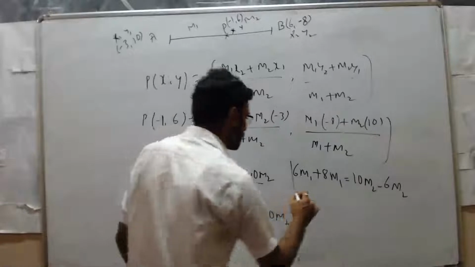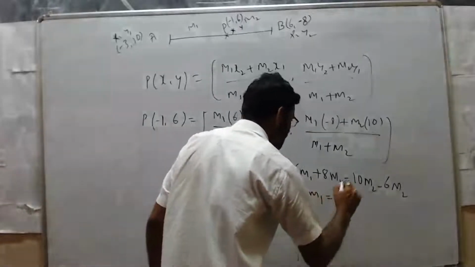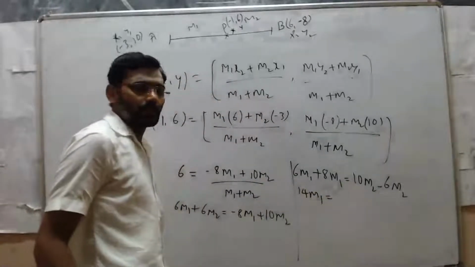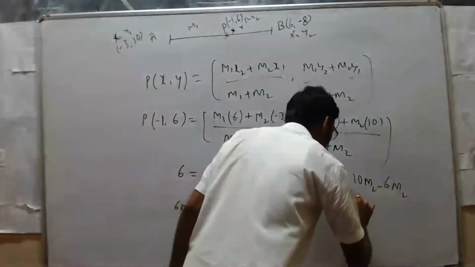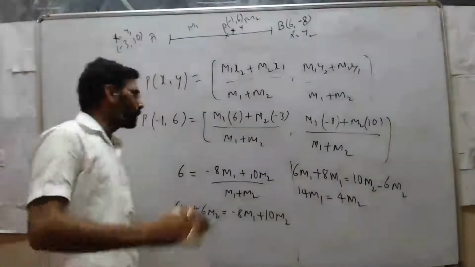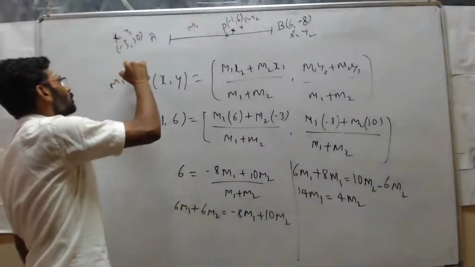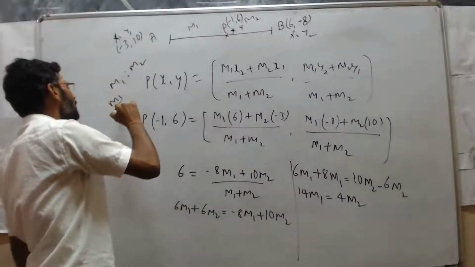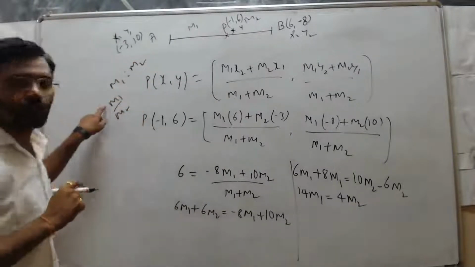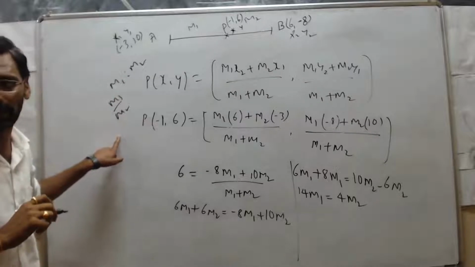6m1 plus 8m1 is how much? 14m1 is equal to 10m2 minus 6m2, 4m2. We need m1 raised to m2. m1 raised to m2 means what will happen? m1 divided by m2. The position of m1 is numerator, the position of m2 is denominator.